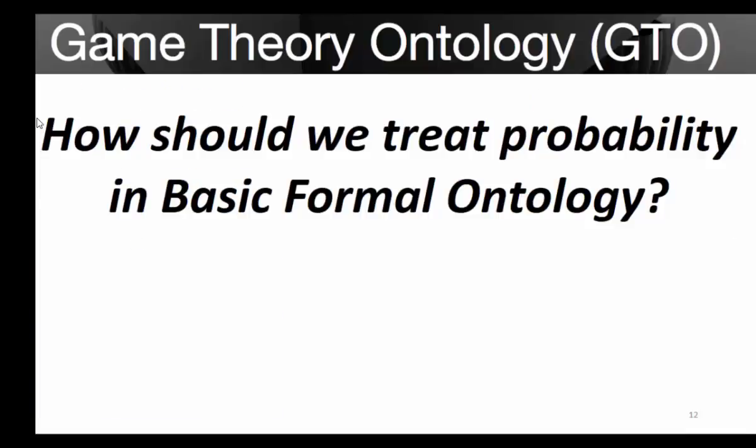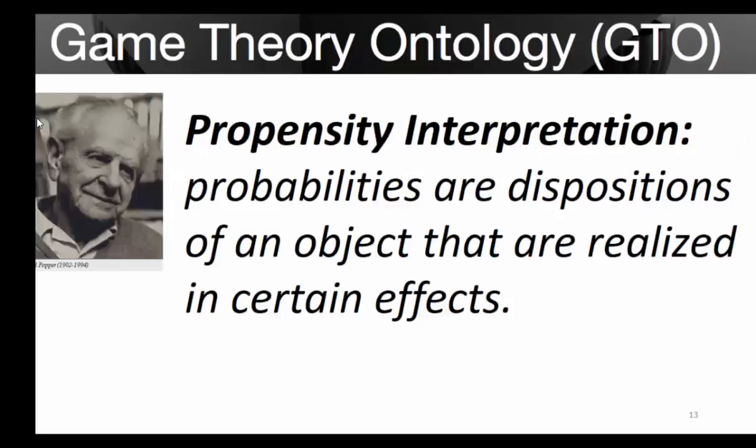One basic question: how should we treat probability in BFO? This is a problem that lots of us have thought about, and there are different treatments of probability in semantic web technologies. I don't think Basic Formal Ontology has a great one. You might think that we should go the disposition route. Karl Popper held this view, the propensity interpretation, that probabilities are dispositions of an object that are realized in certain effects. I want to bring to your attention two problems I see with this.